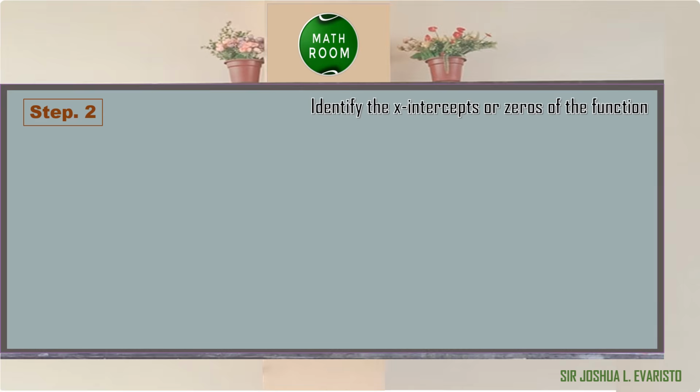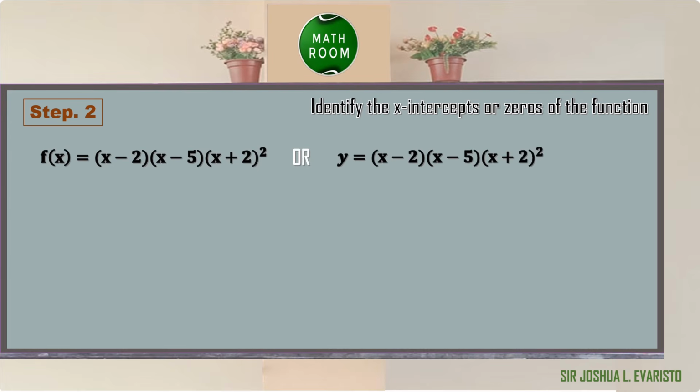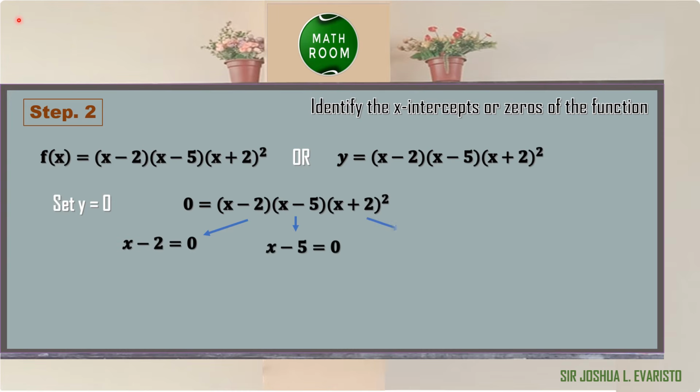Step number 2. We're going to identify the x-intercepts or zeros of the function. The polynomial function can be written in the form of y is equal to quantity x minus 2, quantity x minus 5, quantity x plus 2, quantity squared. Then we're going to set y is equal to 0 and equate each factor to 0. So we have x minus 2 is equal to 0, x minus 5 is equal to 0, and x plus 2 is equal to 0. Then we're going to find the value of x. So we have x is equal to 2, x is equal to 5, and x is equal to negative 2.